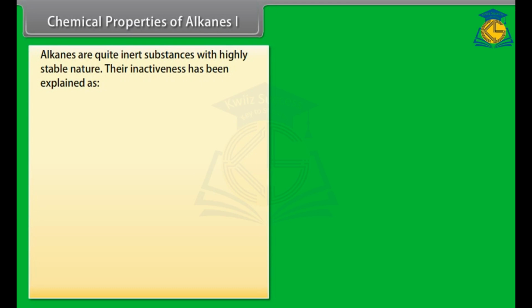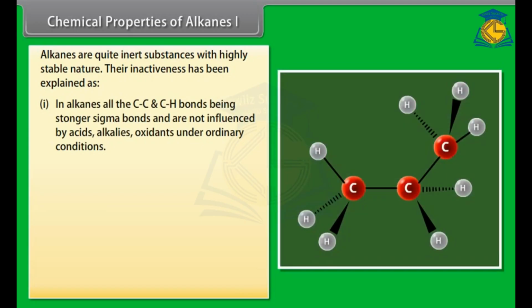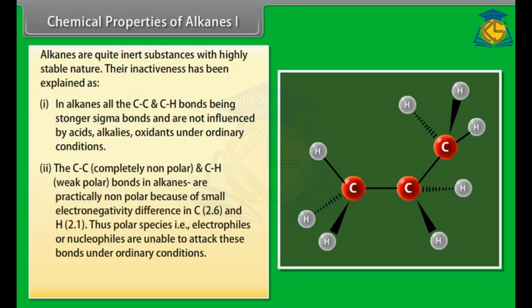Their inactiveness has been explained as: Number 1. In alkanes, all the carbon-carbon and carbon-hydrogen bonds are strong sigma bonds and not influenced by acids, alkalis, oxidants under ordinary conditions. Number 2. The carbon-carbon bonds are completely non-polar and carbon-hydrogen bonds are weakly polar, particularly non-polar because of the small electronegativity difference in C 2.5 and H 2.1. Thus, polar species, that is, electrophiles or nucleophiles, are unable to attack these bonds under ordinary conditions.